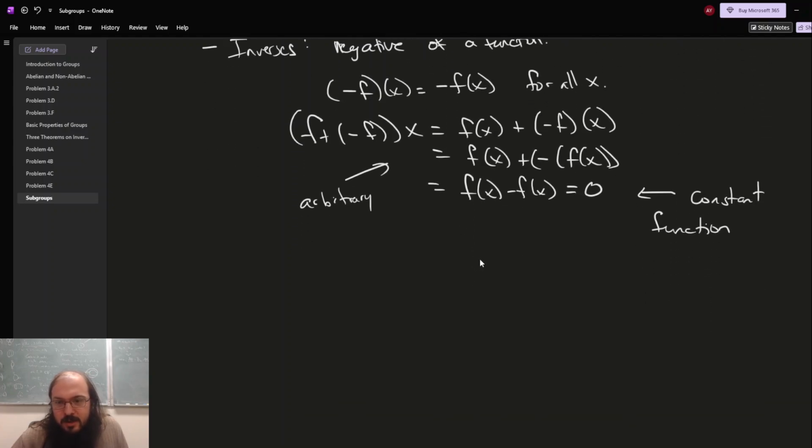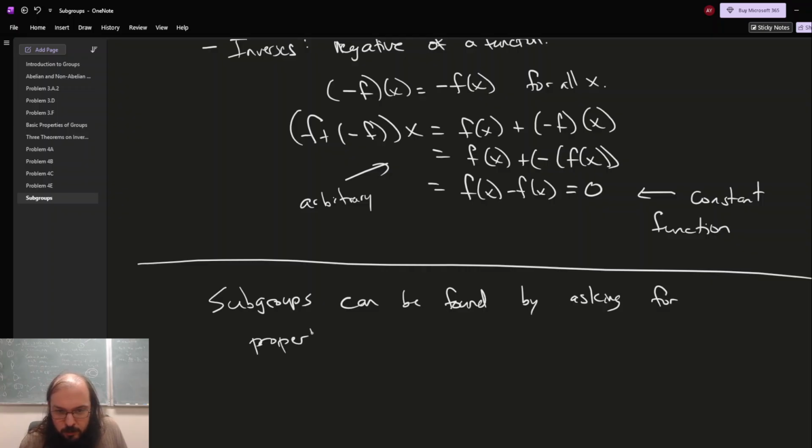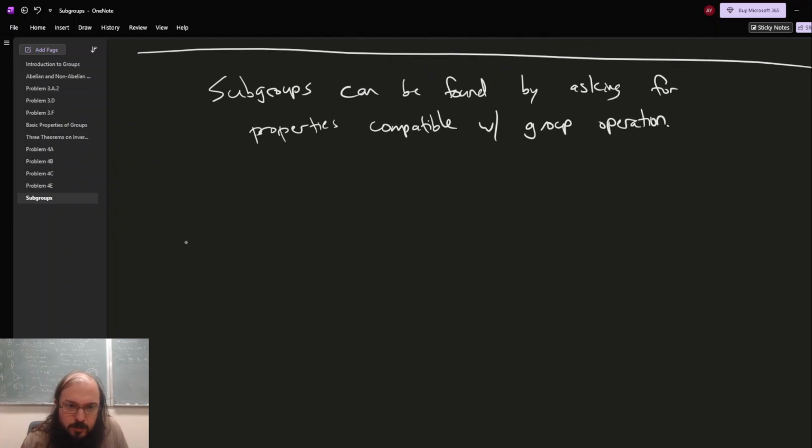Okay, so the reason I like this example is because what I was saying before is that subgroups can come about via, let me write this down. Subgroups can be found by asking for properties compatible with the group operation. So let me give you some examples using this function notation stuff that we've been talking about.